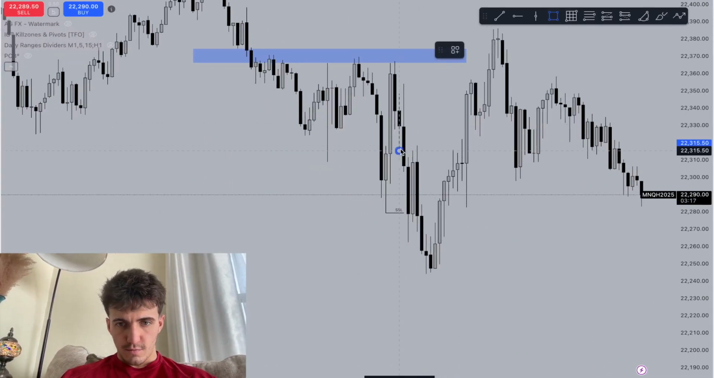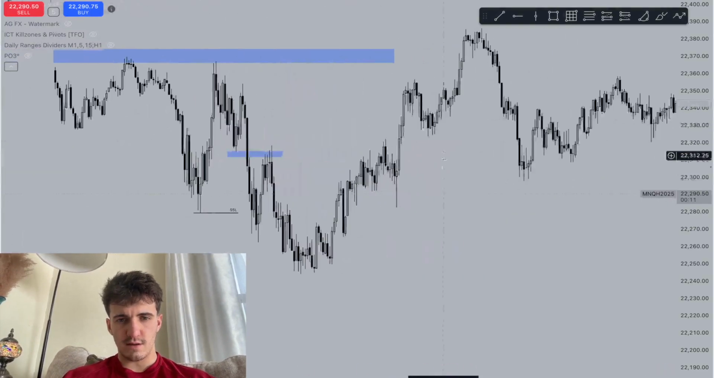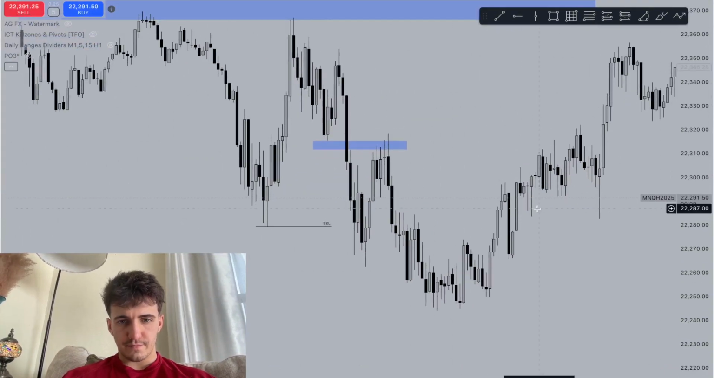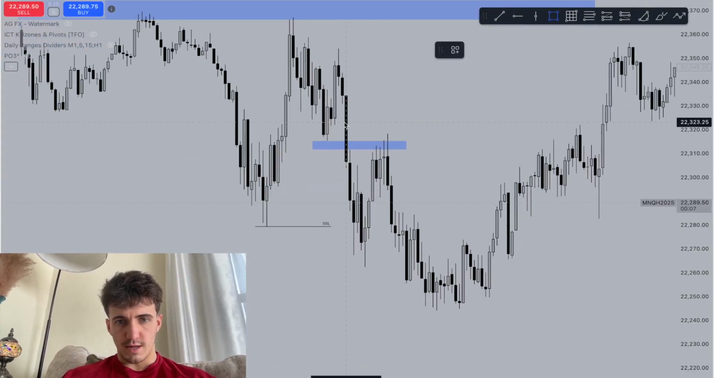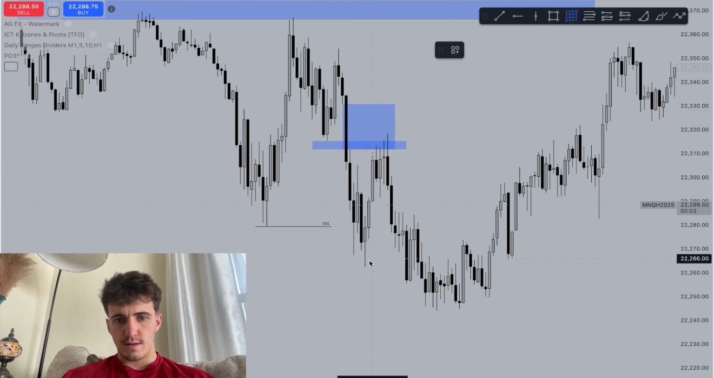So I mark out my 5-minute imbalance, and then I zoom in, right? I want to see what we're doing internally inside this higher time frame imbalance, even though it's a 5-minute. I'm like, okay, so we're really watching this area right here. What also is this area? That area is discount of this sell-off right here.